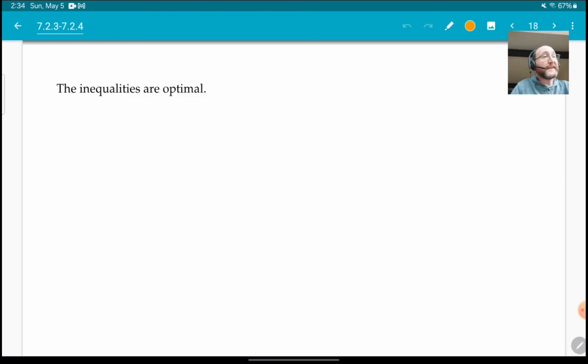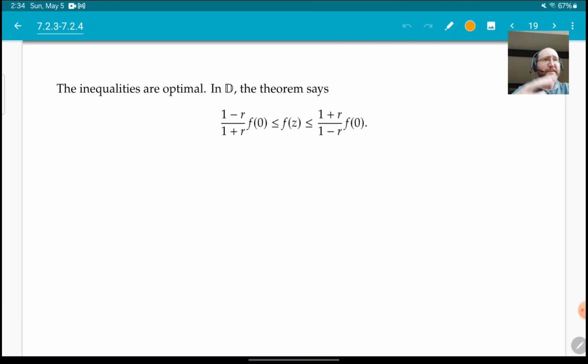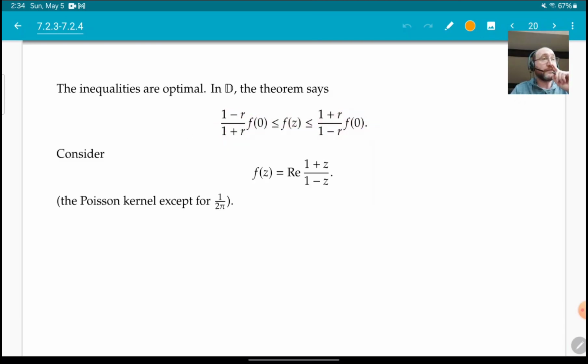All right, and the inequalities are actually optimal. The constants that we're getting are optimal. So let's look at it in the disk. Let's make capital R equal to 1 and B the ball B_0. Then the theorem says this. And here's a function that will achieve equalities at different points. Take the real part of (1 plus z) over (1 minus z). This is actually the Poisson kernel, except for the 1 over 2 pi, but it's essentially the Poisson kernel.